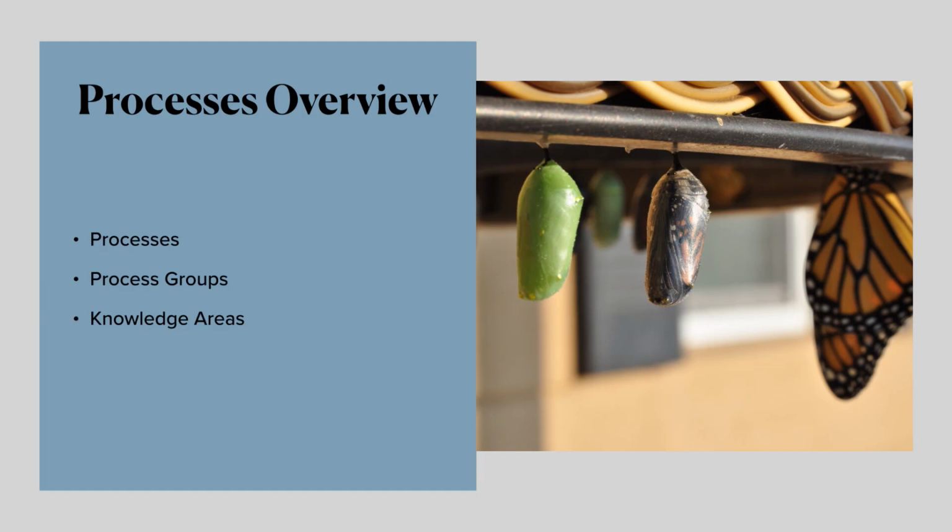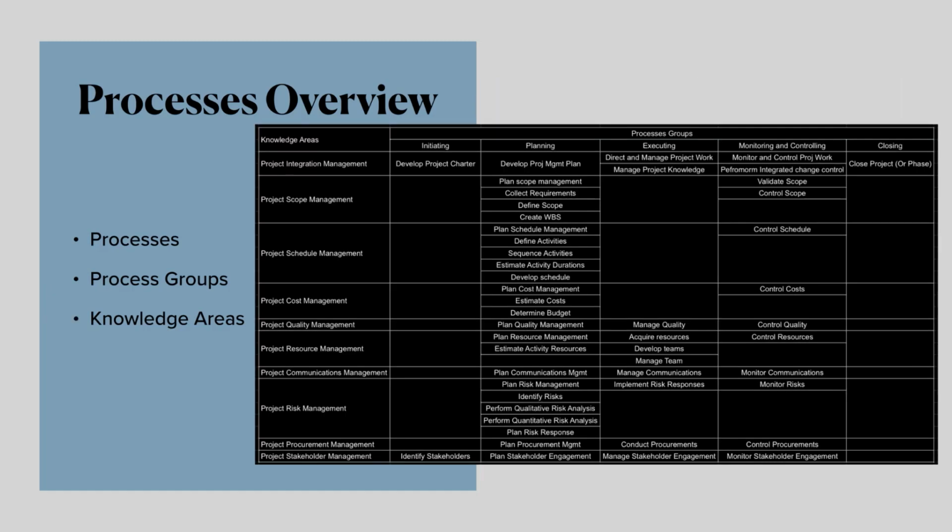Let's quickly have a look at the table. Again, here we have the table. As you can see, we have 10 knowledge areas in the first column, and then we have 5 different process groups in this row, or 5 different columns. And all the 49 processes are linked here.